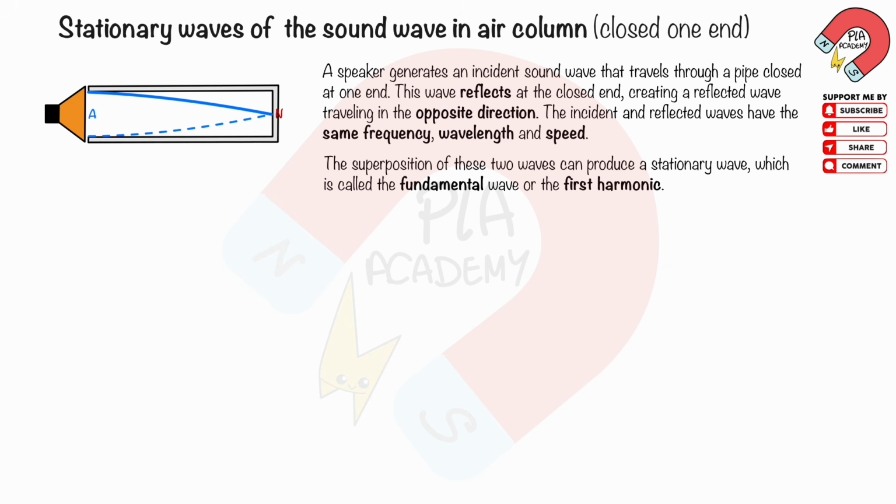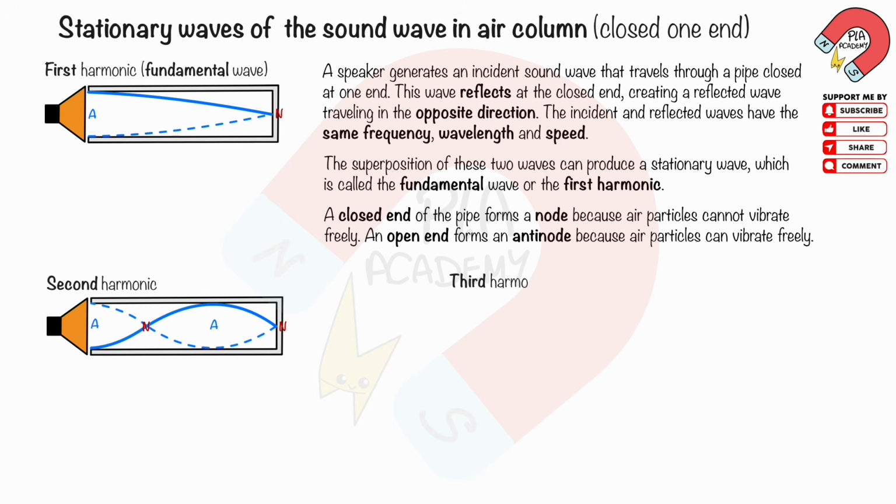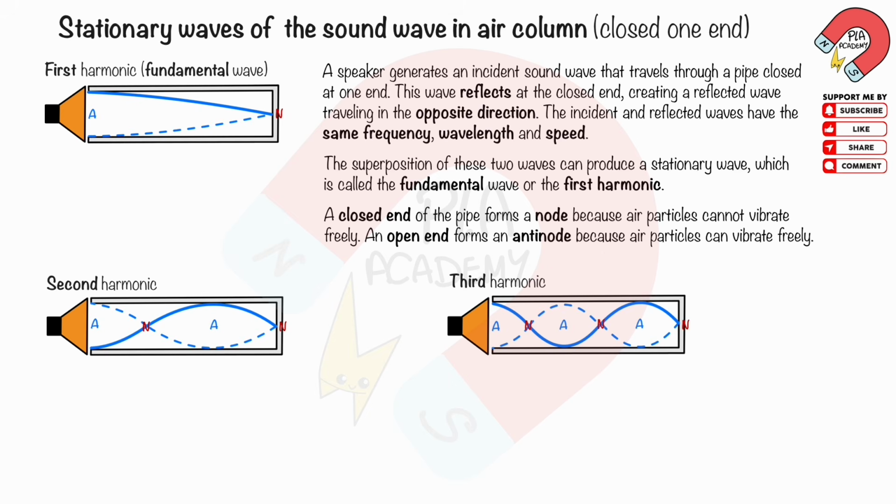The simplest standing wave, with a quarter-loop pattern, is called the fundamental wave, or the first harmonic. This corresponds to the lowest frequency that can be heard, hence the term fundamental frequency. A closed end of the pipe forms a node, because air particles cannot vibrate freely. An open end forms an antinode, because air particles can vibrate freely. The speaker varies the frequency until a stationary wave with the second harmonic, third harmonic, and so on is heard. Let L be the length of the air column.